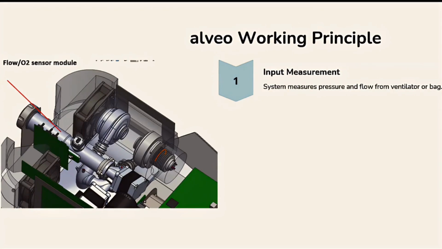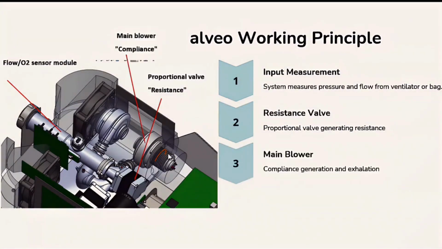After this flow measurement unit, you will get into the resistance unit, which is a valve system, which opens and closes. And this was quite challenging to do because we have a very large range of resistance settings. We start with 5 and go up to 500 millibars per liter per second. After this, there comes the first turbine blower, which we call the main blower, and it's doing the compliance part and is also pushing the air back to the ventilator in the expiration phase.